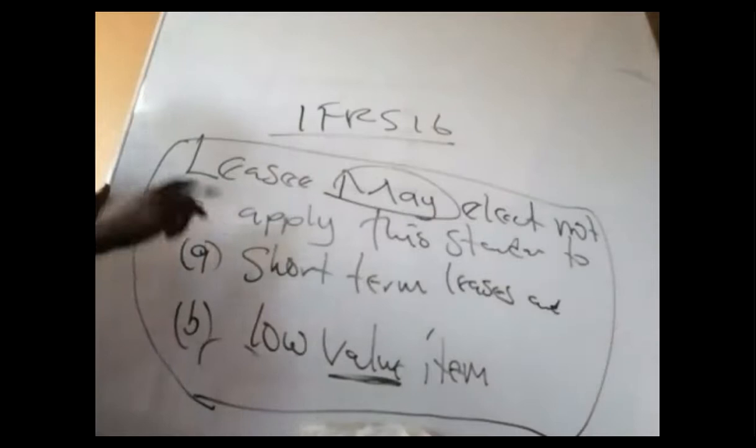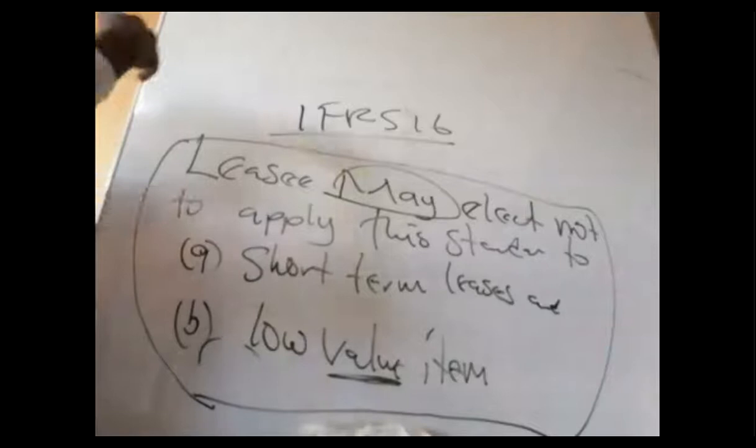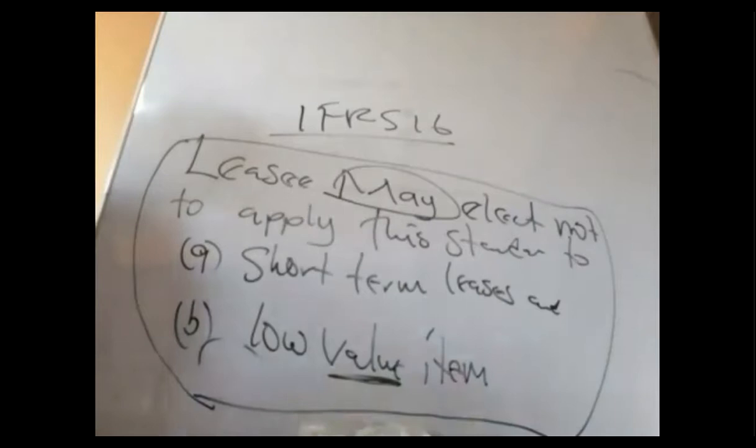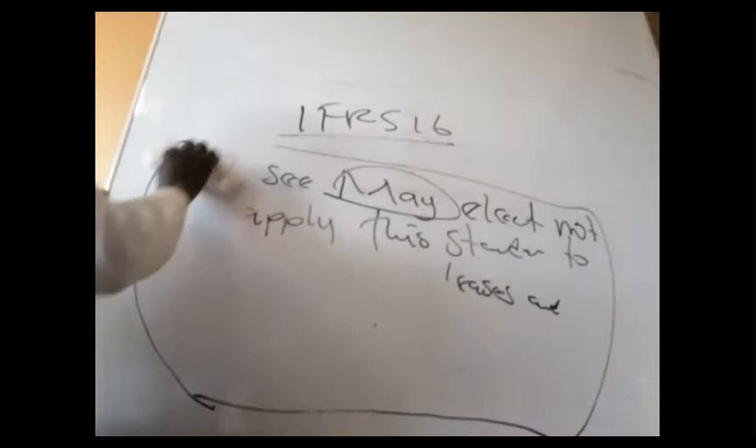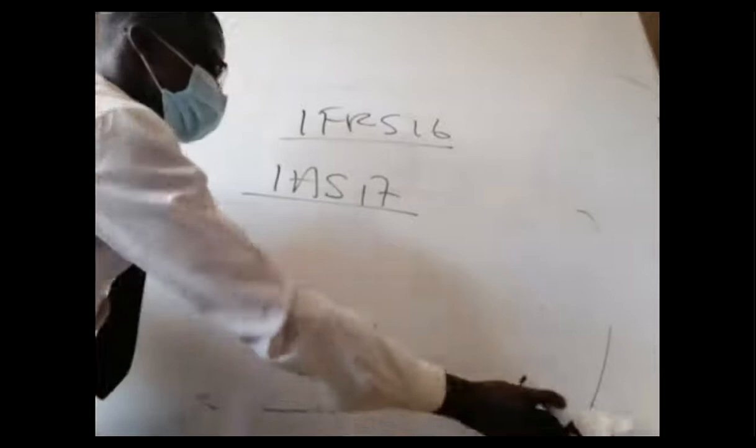Now, before I finalize the game, let me go further. Under IAS 17, the one that was canceled before we got IFRS 16, it gives two types of leases. I'll come back to this with further explanation so that we see the difference between these two. So under IAS 17, we have two types of leases.